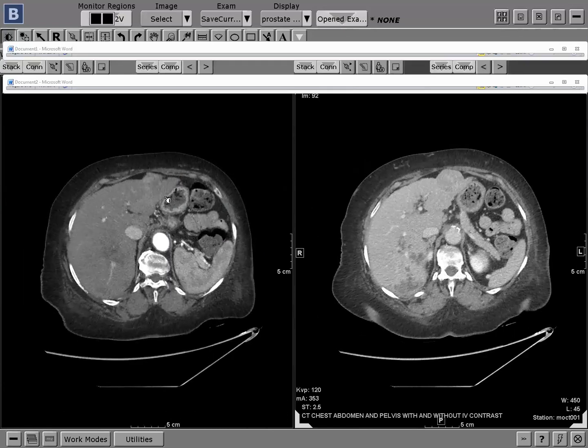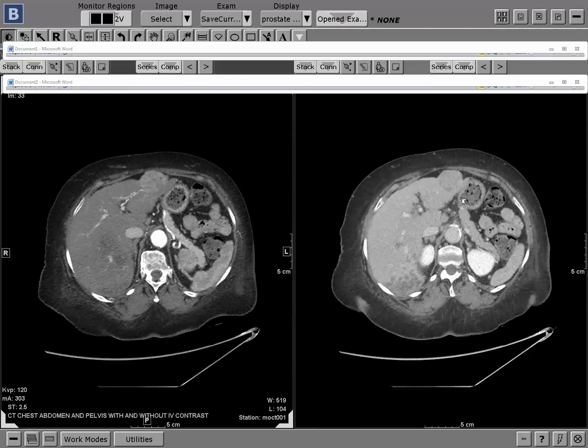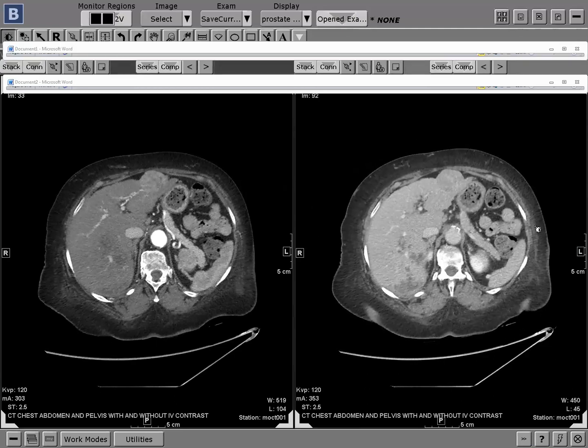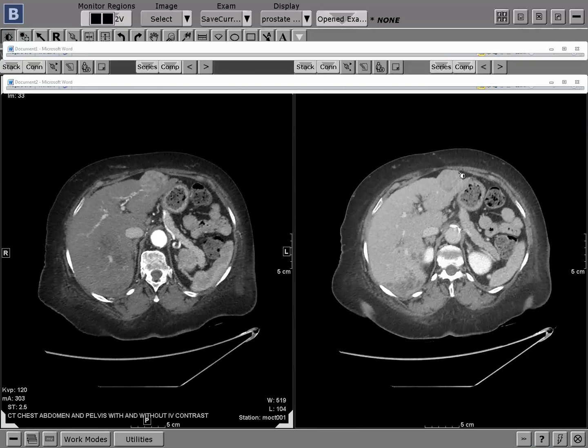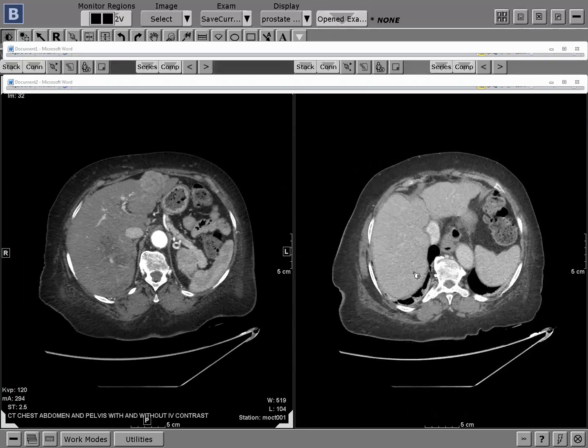You can see it's a mass, right? Clearly there's enhancement in arterial phase, clearly washout. This is over 2 centimeters, so this is a slam dunk, LI-RADS 5, definite HCC, no need to do anything else. So the question is, what are these other things, right?